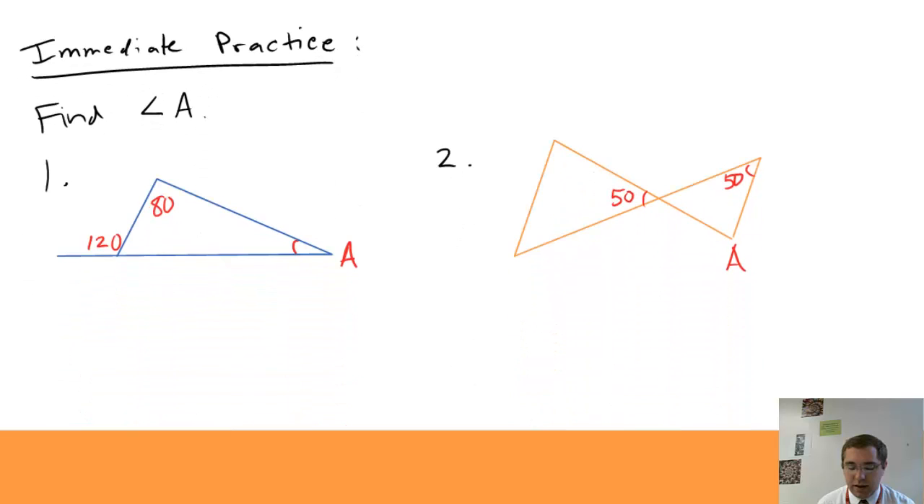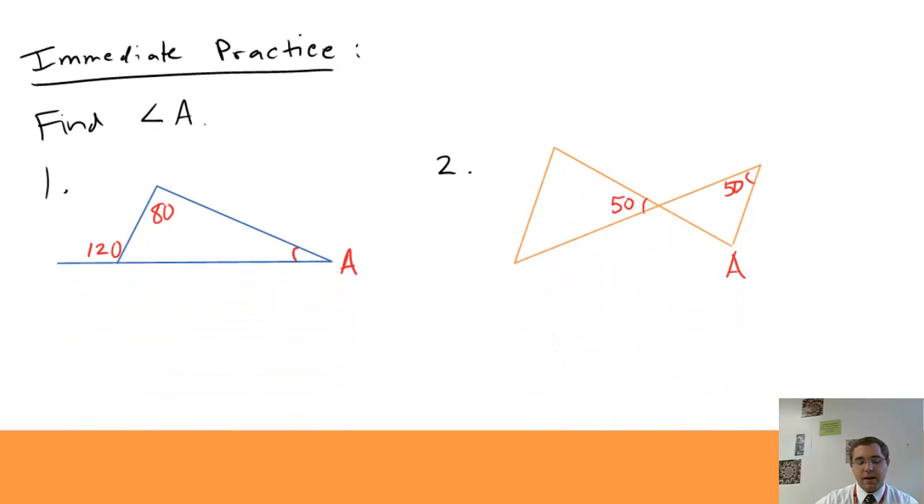Okay, here are your immediate practice problems. For each of these diagrams, I want you to find the measure of angle A. So in the first diagram, you know one of the angles on the inside is 80 degrees. You have an exterior angle of the triangle that's 120 degrees. You need to find angle A, which is all the way on the right side.